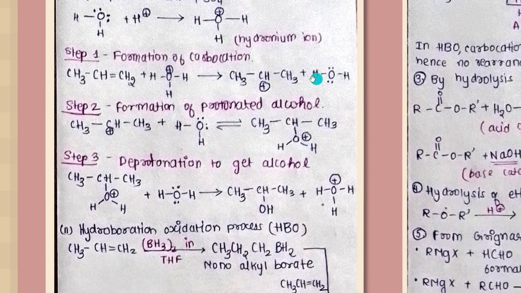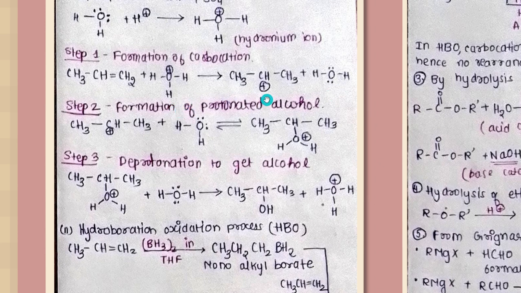Okay, now what we'll get here? This hydrogen will go here, right? So we'll get CH3, double bond will be broken, and this CH will get a plus charge. So finally I'll get CH3, CH plus CH3 plus H2O.